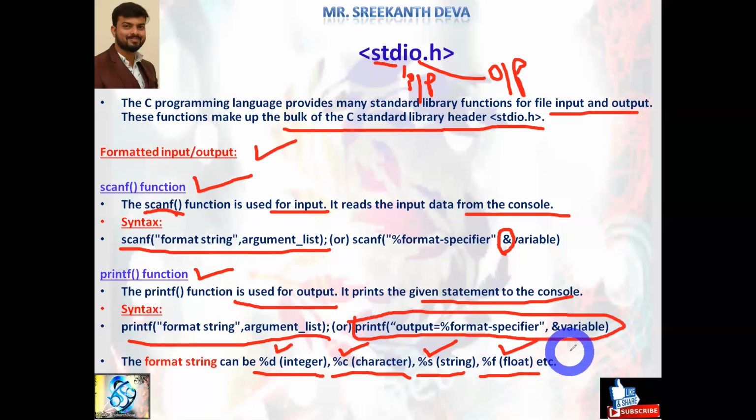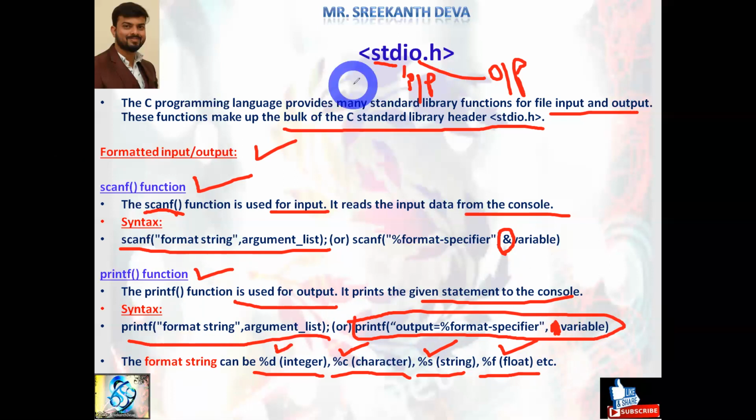Here an ampersand is not required. We can directly define just the list of output variables, not required to use any ampersand here. For input we must define the ampersand symbol, but for output we don't need to define any ampersand symbol, directly using the list of output variables.